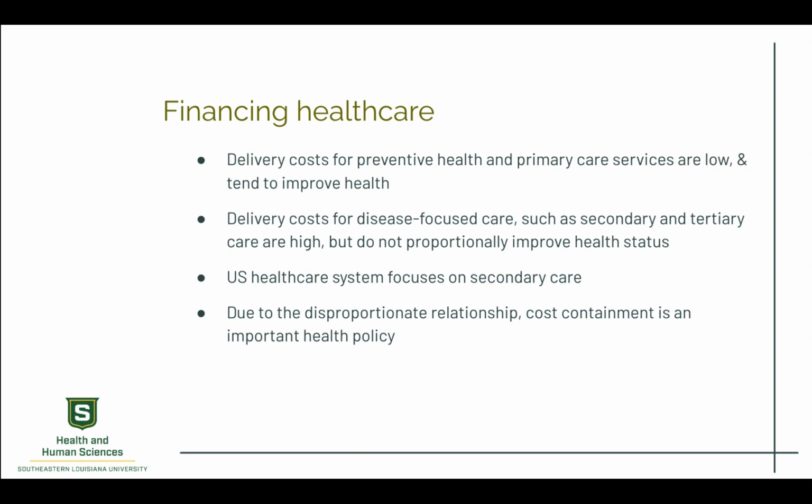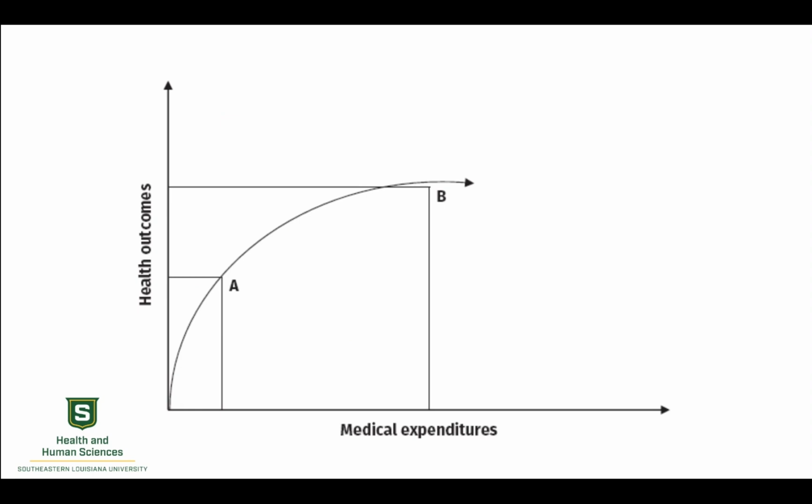The reason being that you have to contain the cost so that you don't end up spending a lot of your money going into those types of spending that do not yield a lot of improvement when it comes to health status. So in this graph, you can see how it tries to set a scene about how health outcome and health medical expenditure are related.